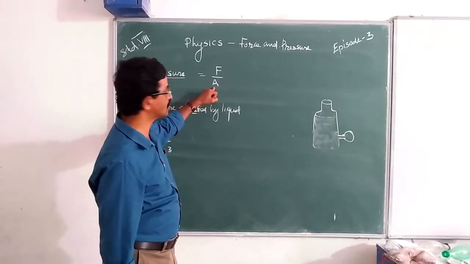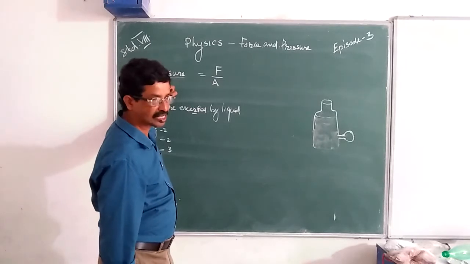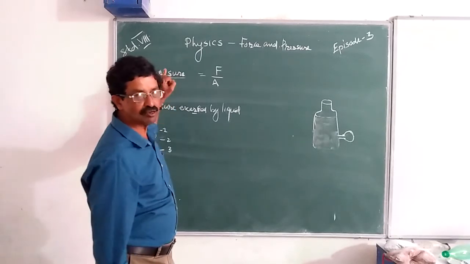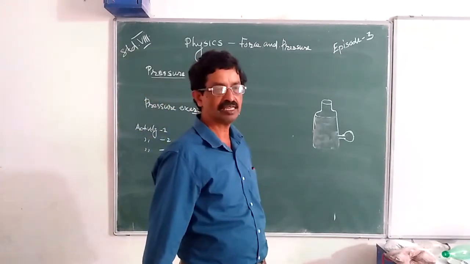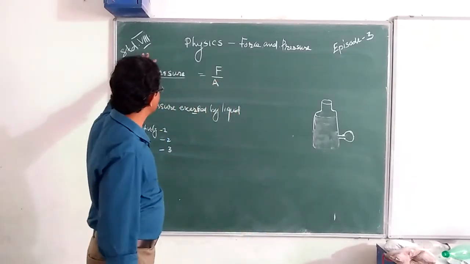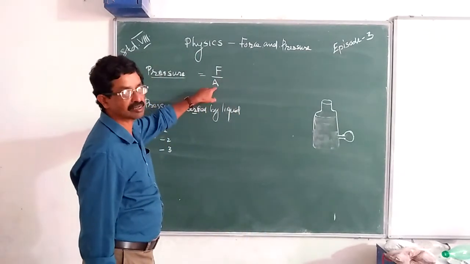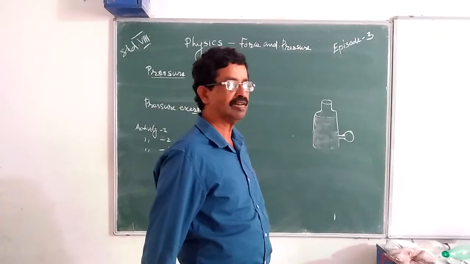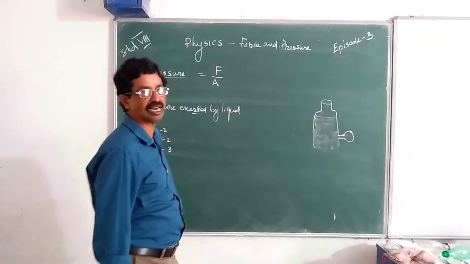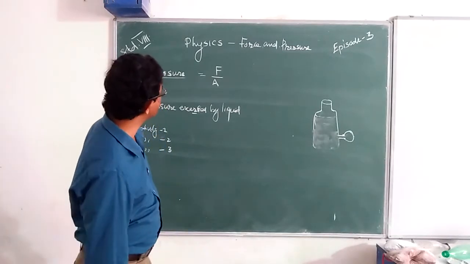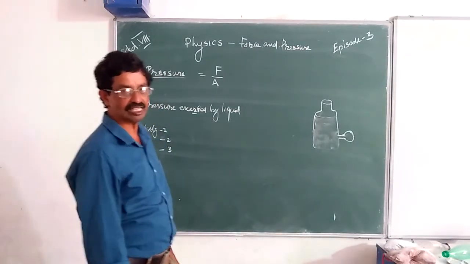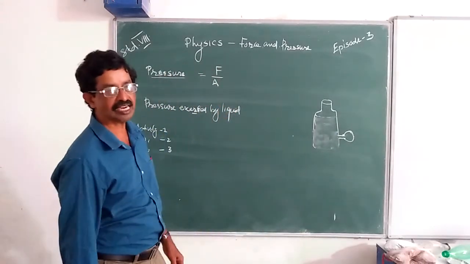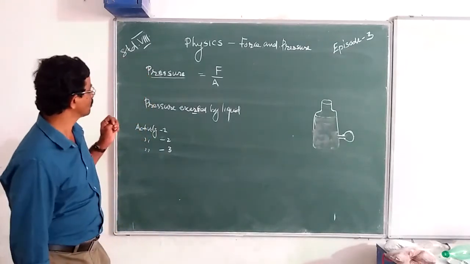So, as the area increases, pressure decreases. That we use in some cases. And when area decreases, the pressure increases. That we also use in everyday life activities. For example, a sewing needle with a sharpened point, and a syringe with a sharpened point. There we decrease the area so that pressure increases.